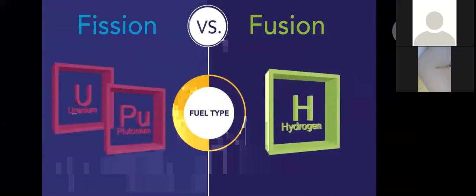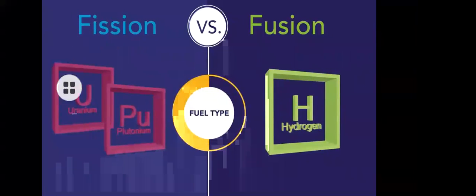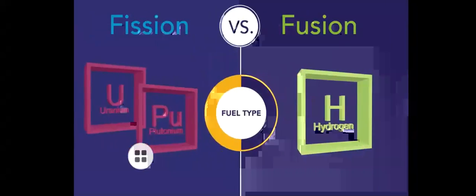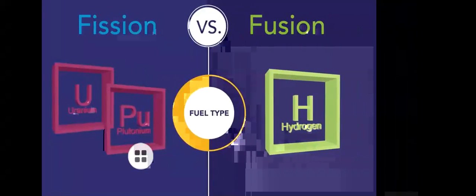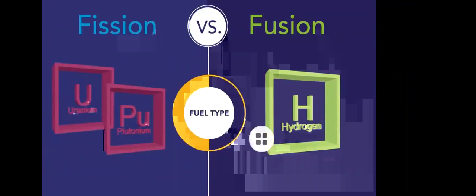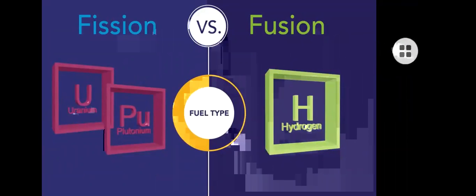Now, in the case of fission, we can use uranium or plutonium. These are the two radioactive elements which are used in fission. So basically the fuel type used in fission is uranium or plutonium because both of them are radioactive elements. And in the case of fusion, we use hydrogen. Hydrogen is used in the case of fusion. Remember this.